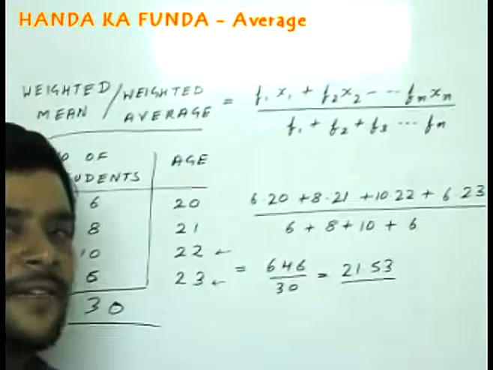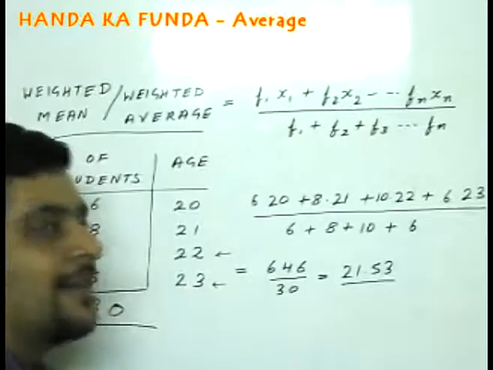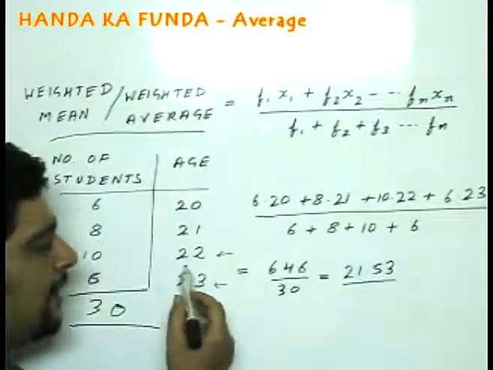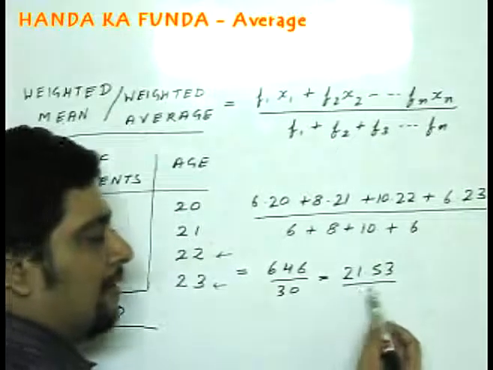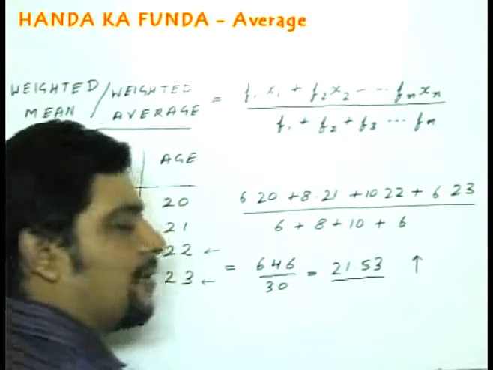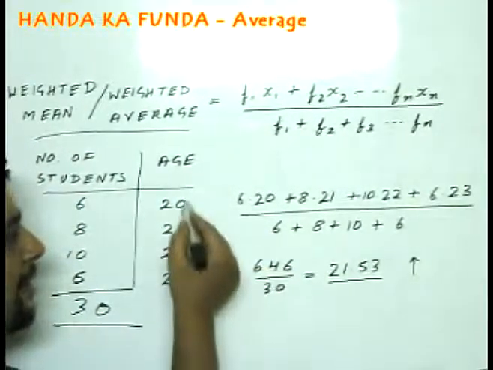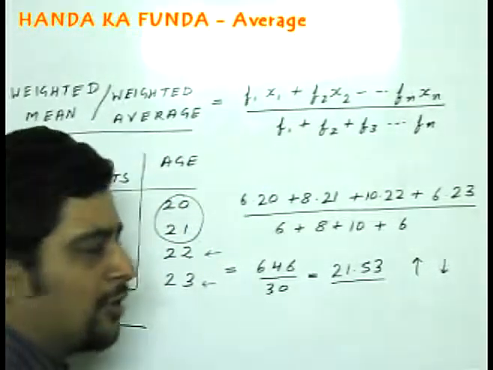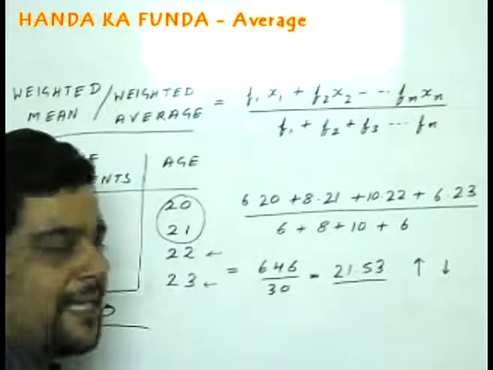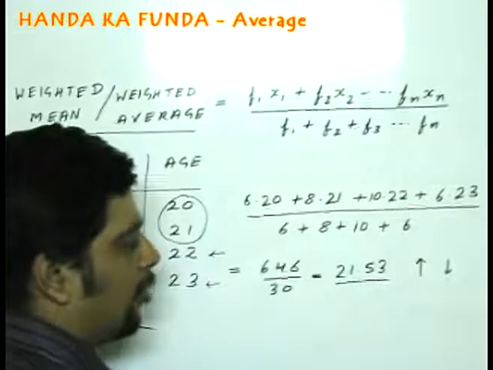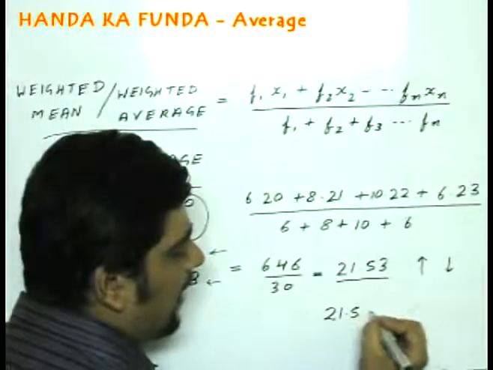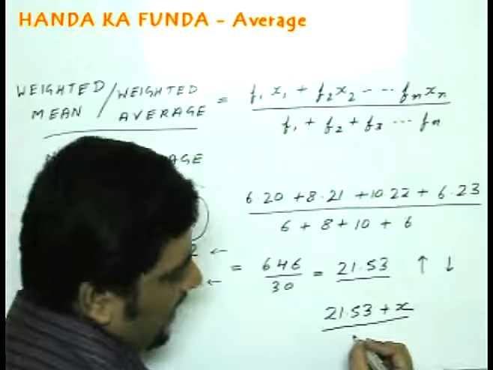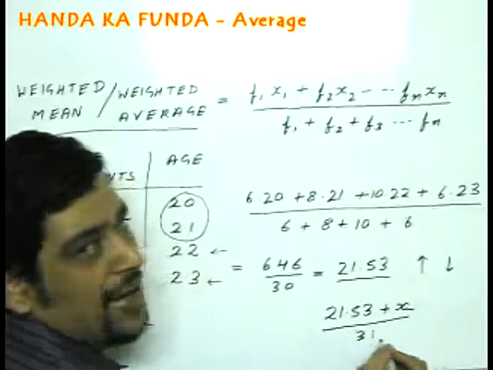Now, what would happen to the average age if a new guy joins in? Depends. It depends on the age of the new guy. If he is 22 years old or 23 years old, which is more than the average, then the average age will go up. If he is younger than the average, let's say he is 20 or 21 years old, then the average will go down. How will I find that out? Say the current average is 21.53. The new guy who joins is x years old. Then the new average will be 21.53 plus x, his age, divided by the new number of students, which is 31.